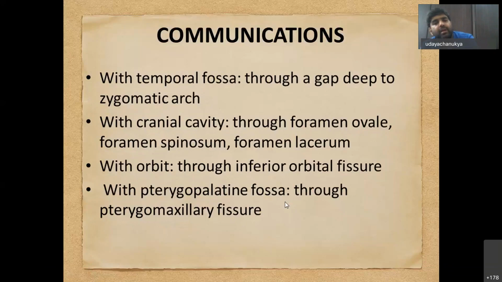Communications. It communicates with the temporal fossa through a gap deep to the zygomatic arch, with the cranial cavity into the middle cranial fossa via the three foramina: foramen ovale, spinosum, and lacerum, with the orbit via the inferior orbital fissure, and with the pterygopalatine fossa through the pterygomaxillary fissure. Okay, this is the end of the presentation.